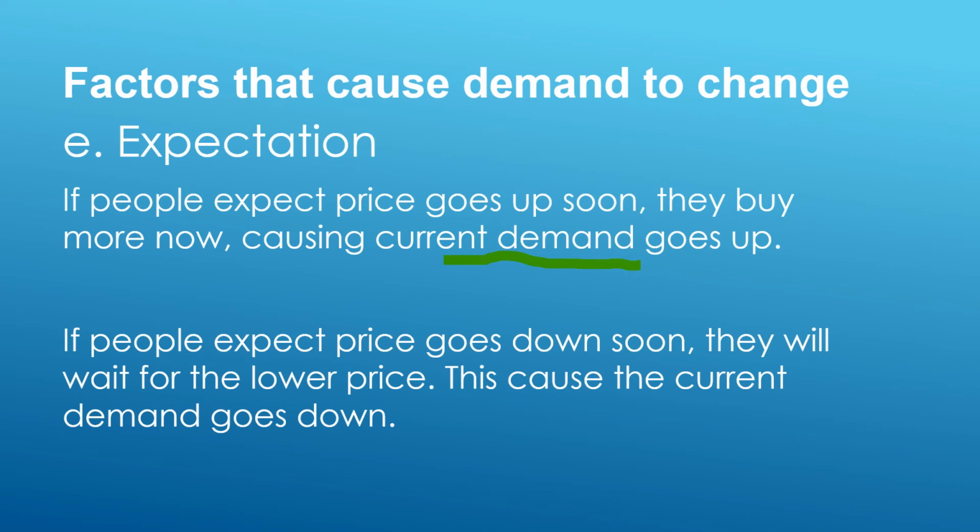If people expect the price to go down soon, they will wait for the lower price. So they are not going to spend their money right now. And this will cause the current demand to go down, right? So sometimes you say, I am going to wait until it's on sale. Now, this means that you are not going to buy it right now. So the store will see that the current demand actually goes down. Get it? Good.